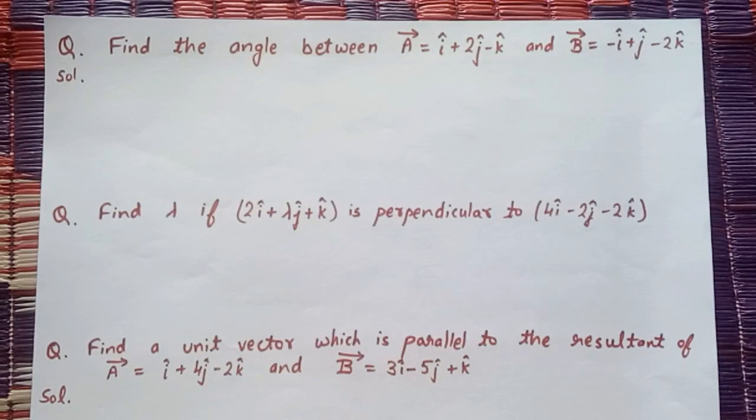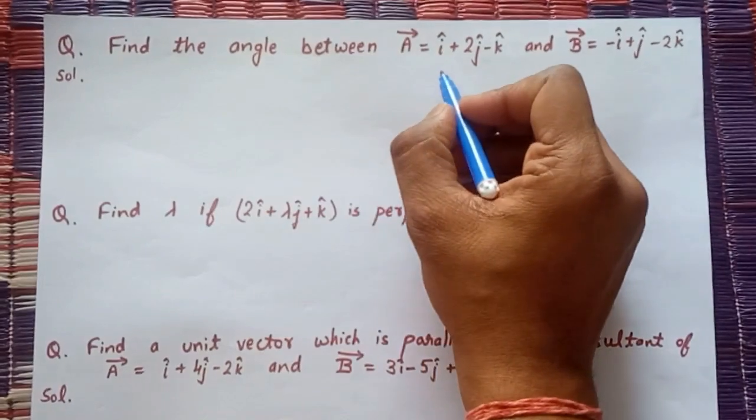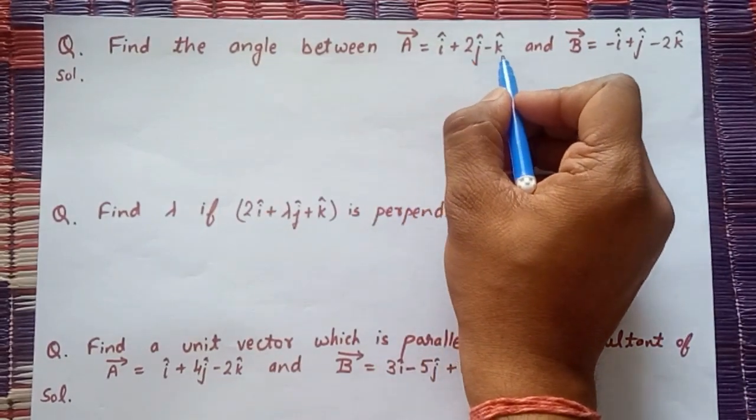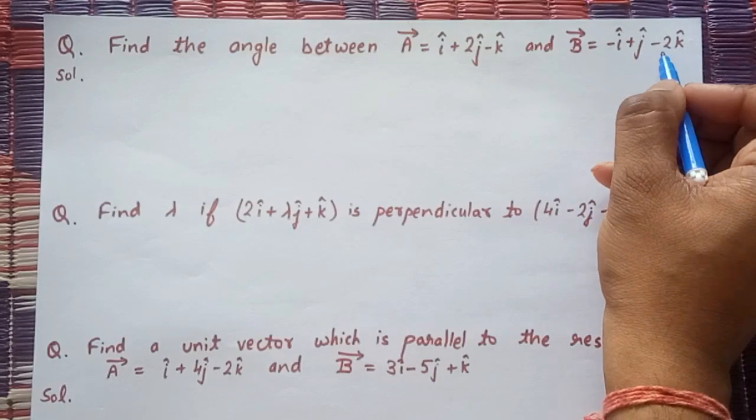In this video, we will solve some questions on vectors. Our first question is, find the angle between a vector i cap plus 2j cap minus k cap and b vector minus i cap plus j cap minus 2k cap.